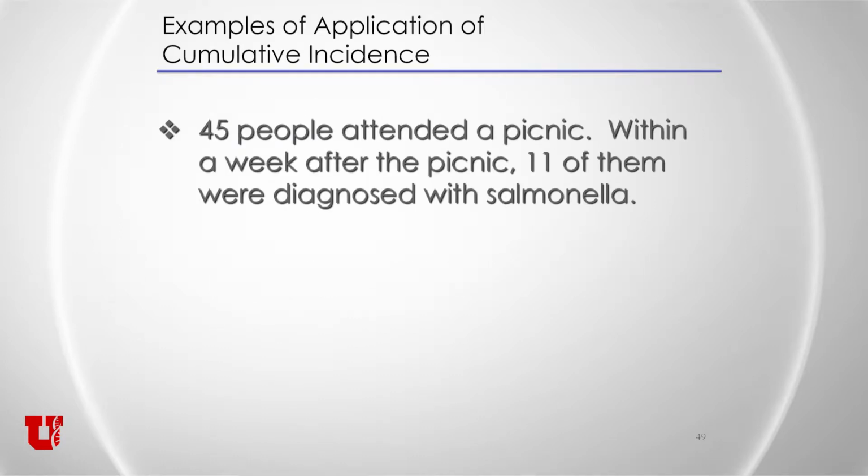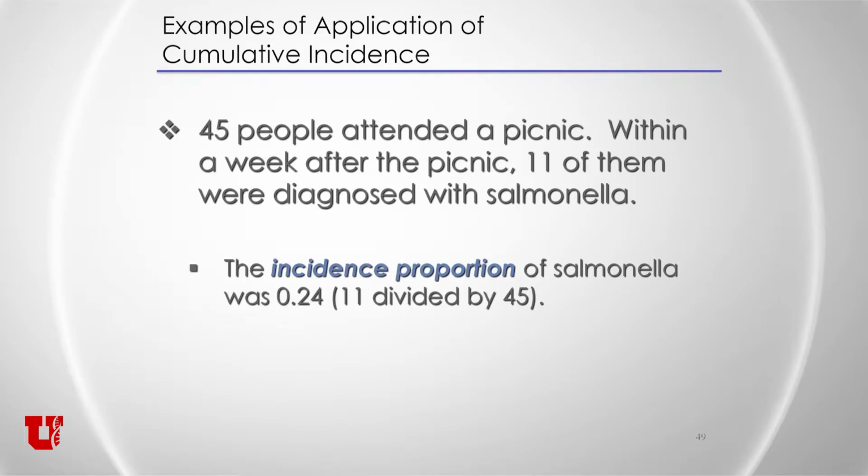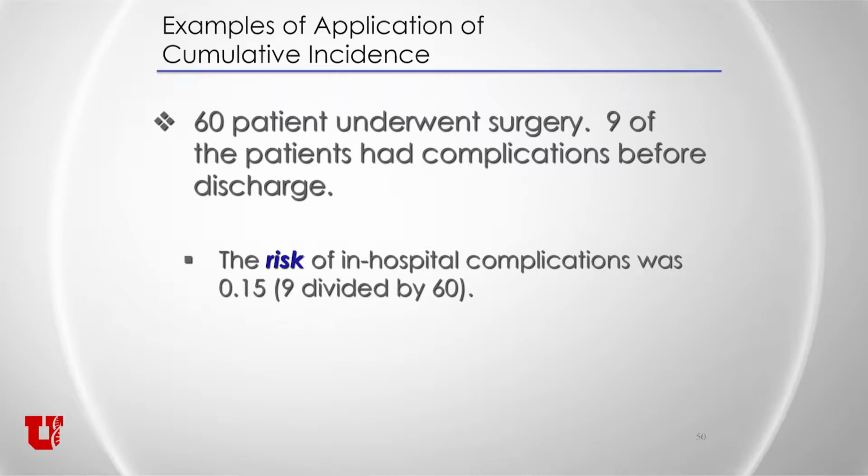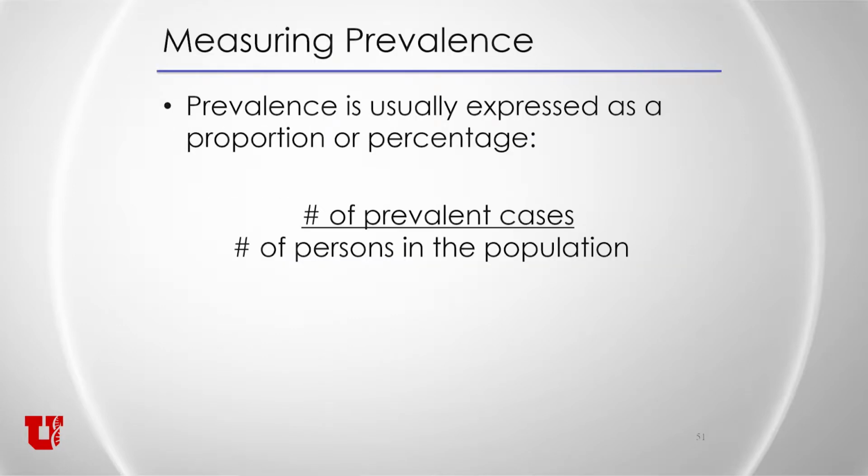So, an example of application of cumulative incidence. 45 people attend a picnic. Within a week after the picnic, 11 of them were diagnosed with salmonella. So the incidence proportion of salmonella was 0.24, 11 divided by 45. 60 patients underwent surgery. 9 of those patients had complications before discharge. The risk of in-hospital complications was 0.15, 9 divided by 60. Okay, cumulative incidence. Prevalence is usually expressed as a proportion or percentage also, the number of prevalent cases over the number of persons in the population.